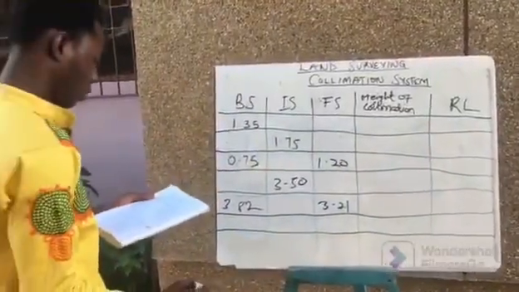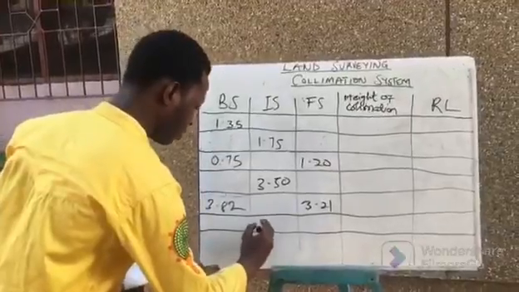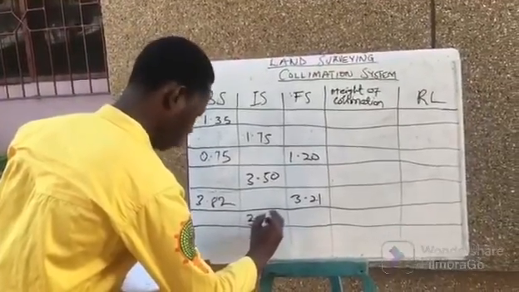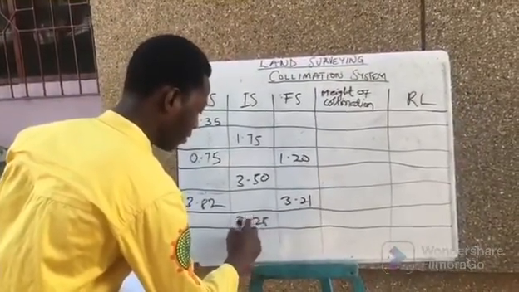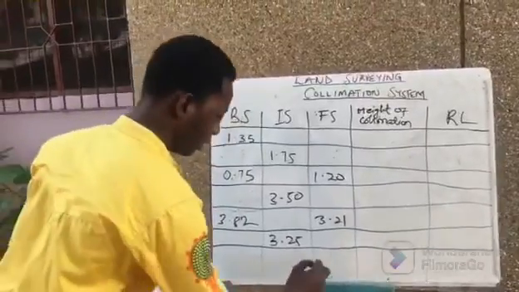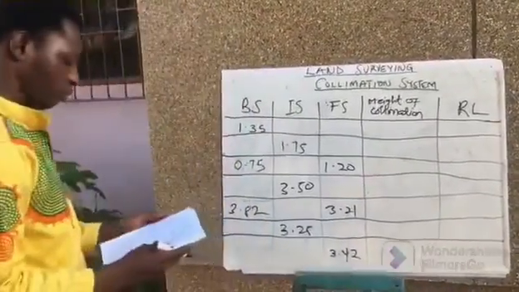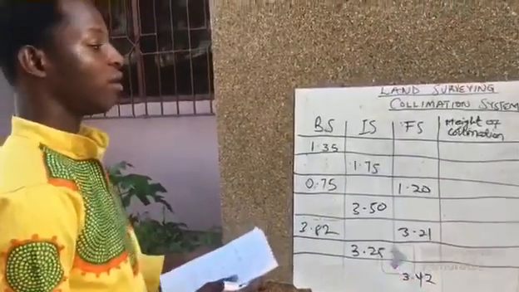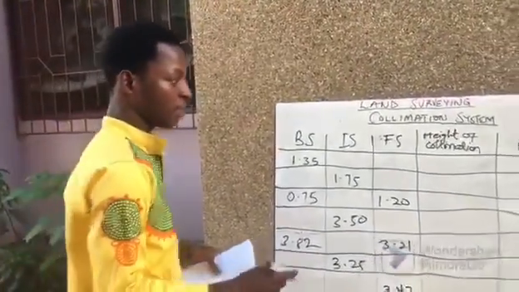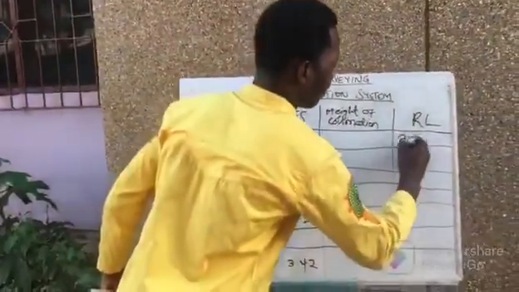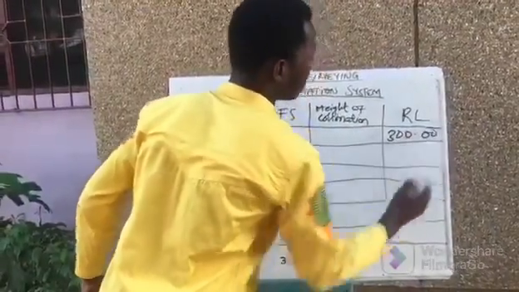Our next reading was an intermediate, which was 3.25, and the last reading was 3.42, and the reduced level in the question was given to be 300 meters.